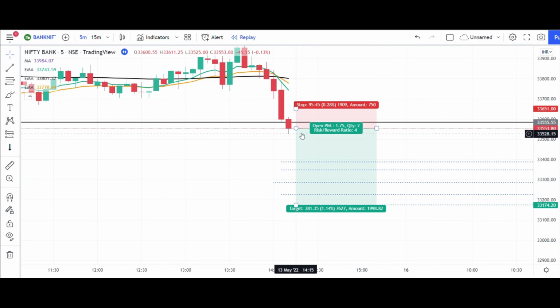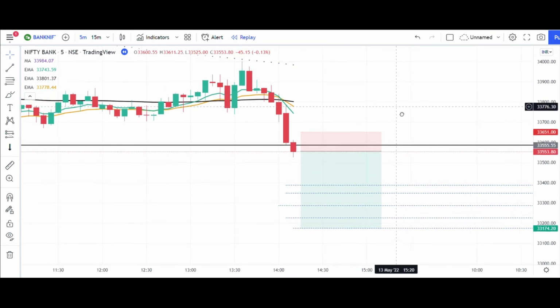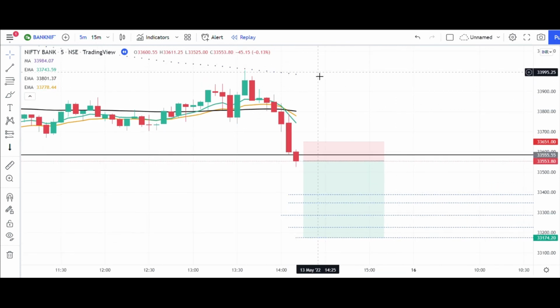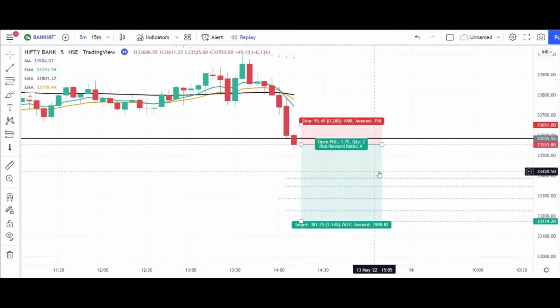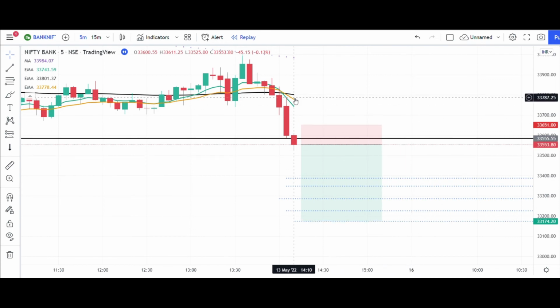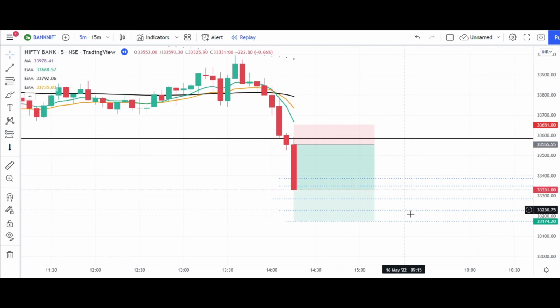If the trend goes in our favor, then since it is a good bearish trend, we will keep on trailing the stop loss. We will book partial profit over here and keep on trailing the stop loss, as long as no candle closes above this 20 exponential moving average. Till then we will keep on riding this bearish trend.